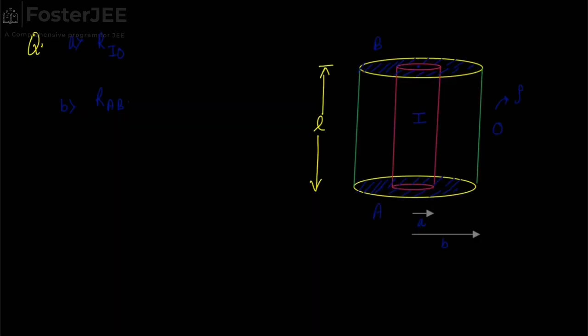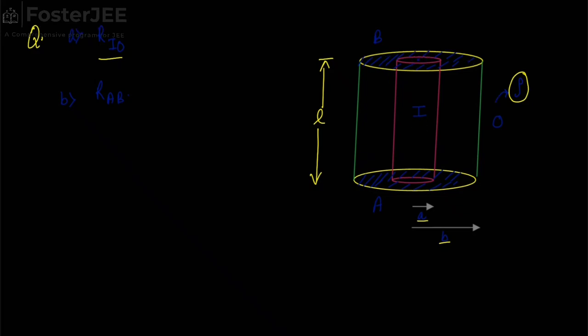So here is our problem, in which we have a cylinder which is hollow from inside, and the inner radius is A and the outer radius is B. Also the resistivity of the material of the cylinder is rho. In the first part we have to find the resistance between I and O, that is this part and this part. So now let's see how to proceed.